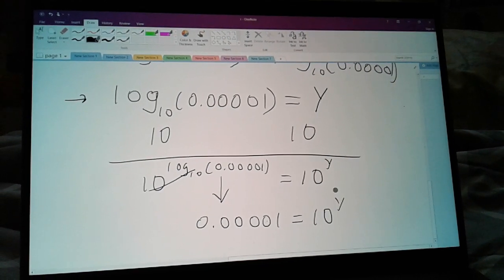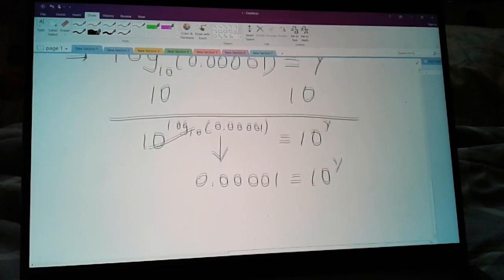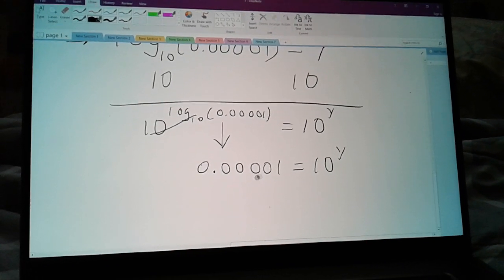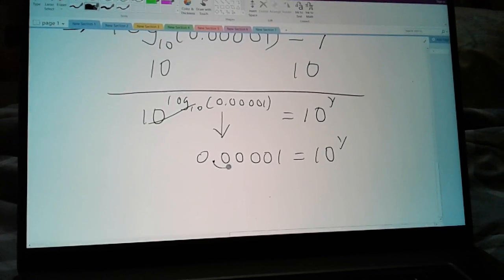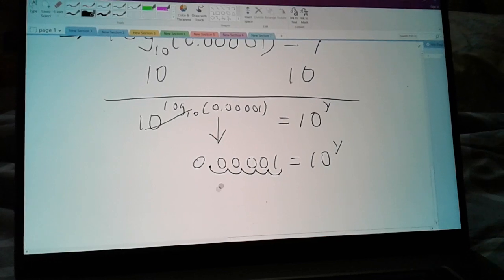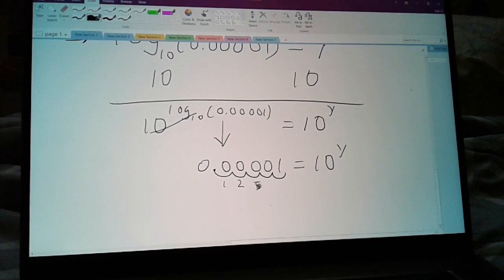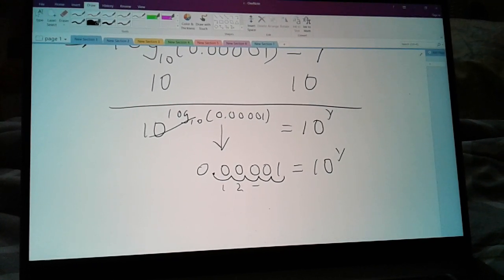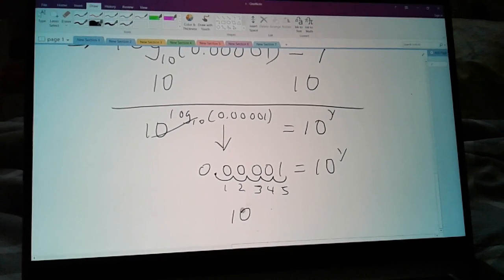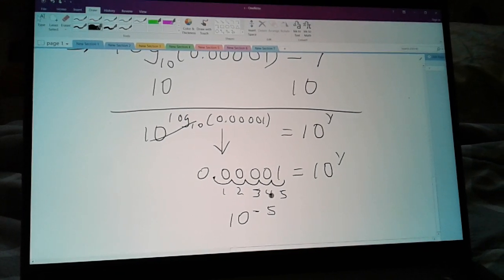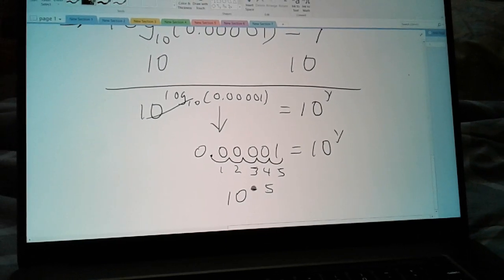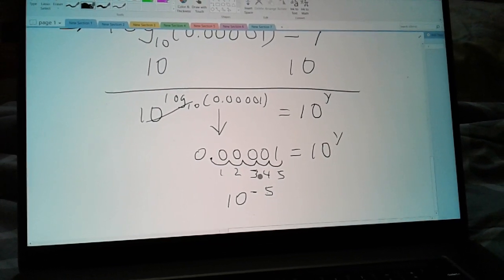0.00001 equals 10 to the power of y. But we know what 0.00001 is in scientific notation. See, 1, 2, 3, 4, 5, right? 5 decimal places to the right means that I'm going to have a negative exponent, 10 to the negative 5. If I move to the left, then it would be a positive exponent with scientific notation.